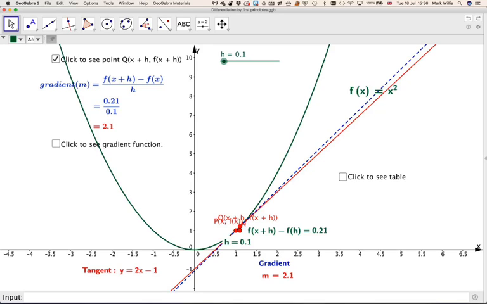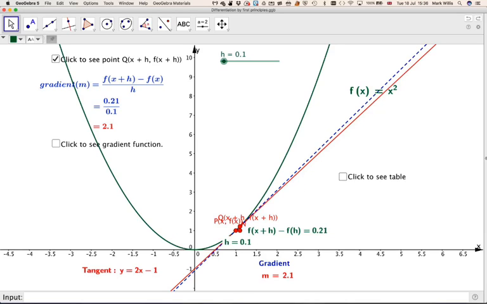Okay, you can fine tune it. I put this applet in the notes of this video. You can see it's very, very small there, but this distance here is now 0.21. This is now 0.1, so we get 0.21 over 0.1, and we get 2.1. What we notice is that my chord is starting to coincide with my tangent.